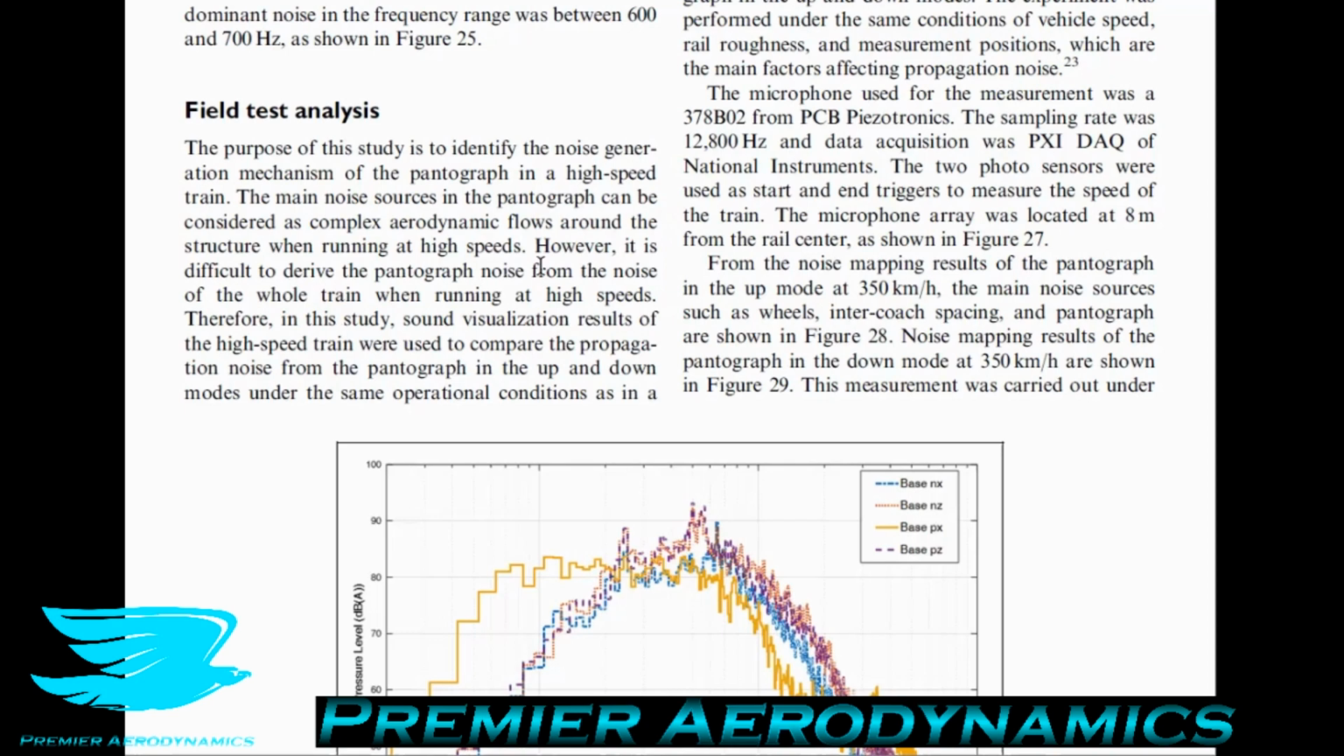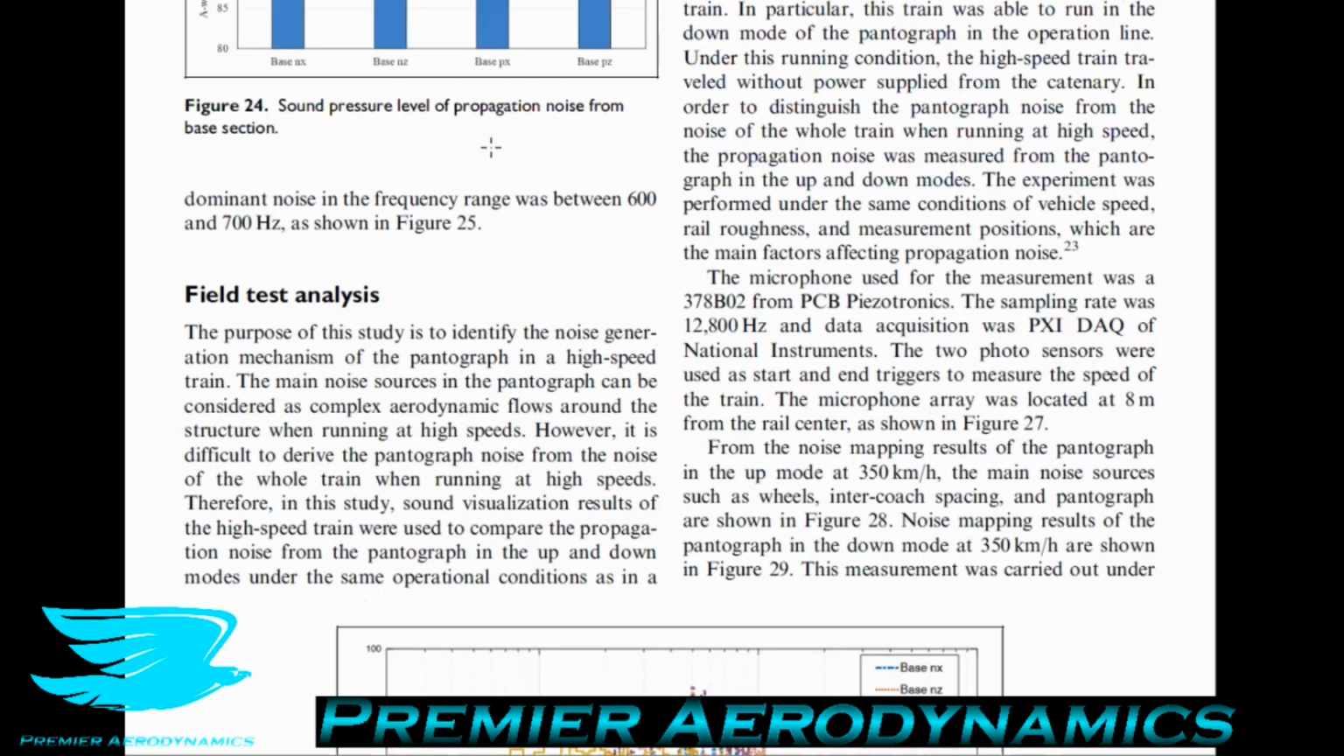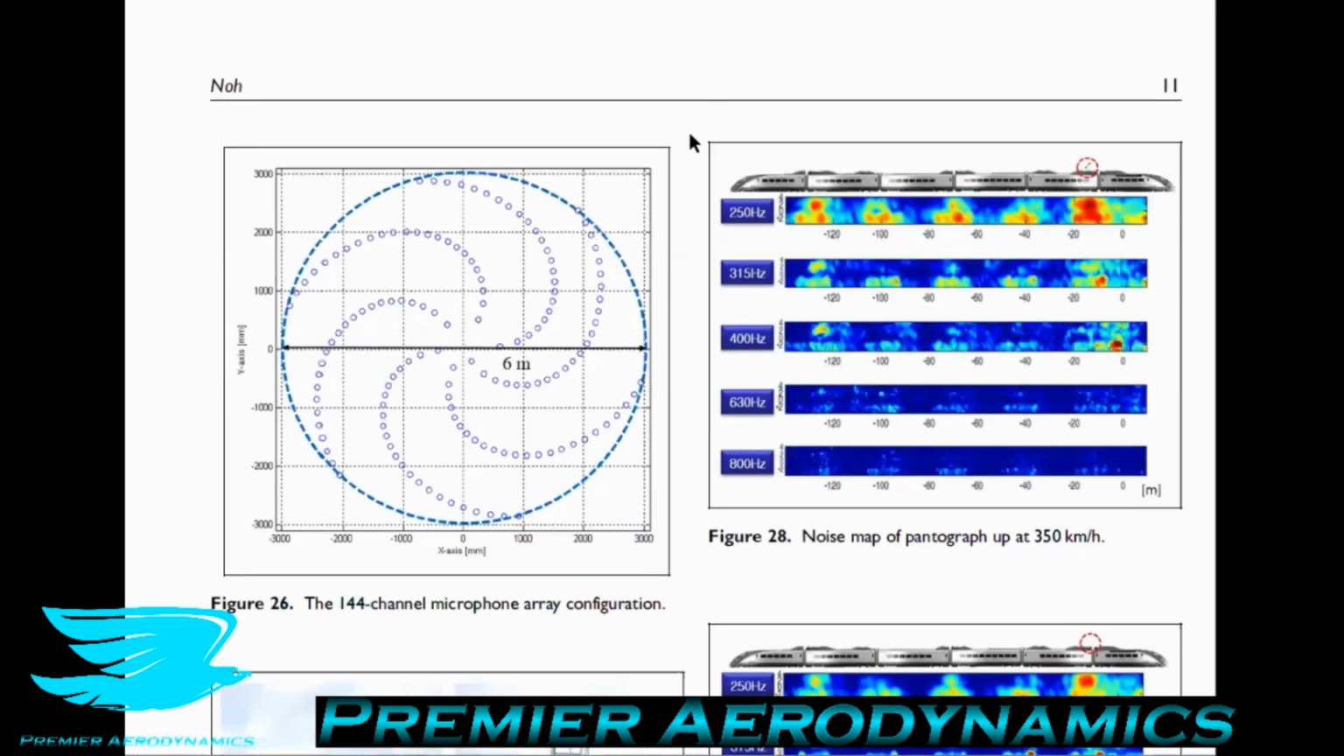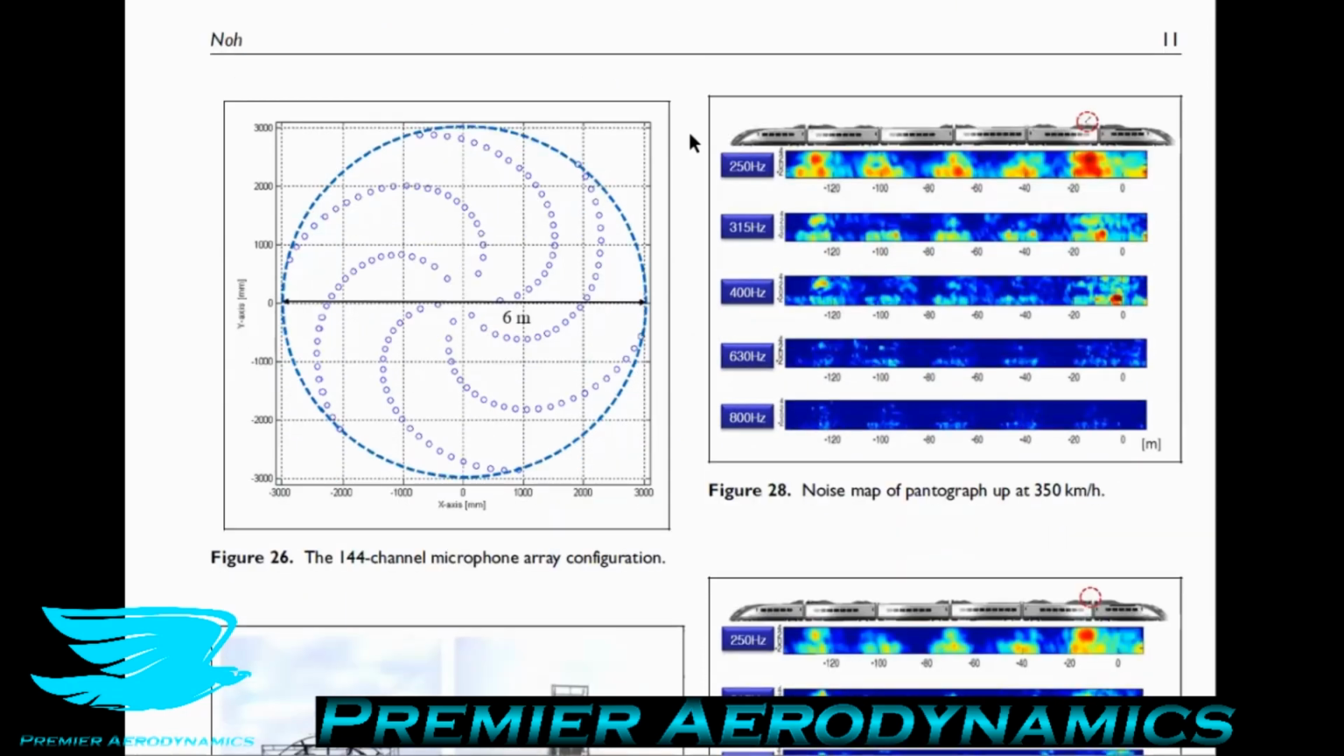Beamforming, on the other hand, is a very cool technique where you have a bunch of microphones dotted around the place, and you determine how out of sync these microphones are with each other with a noise source. From there, you can then pinpoint where the noise is coming from. And that's very cool. So they say the main noise source in the pantograph can be considered as complex aerodynamic flows around the structure when running at high speeds. As we saw, the noise coming from the pantograph, the joint, and the base sections are all different. So trying to decouple all these sections can be difficult. That's where this beamforming section comes into it in experimental results.